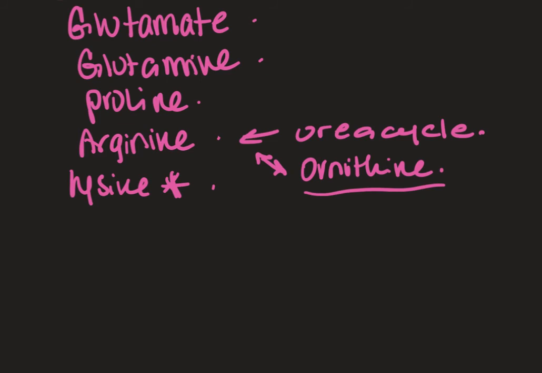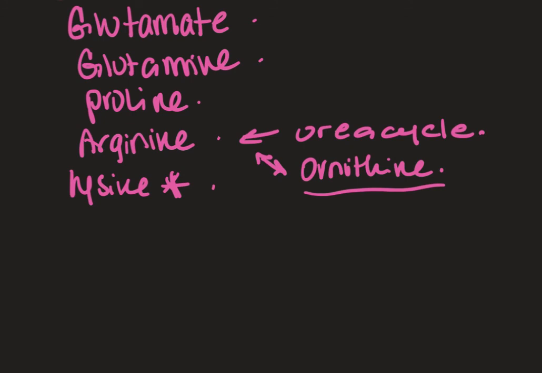Ornithine has 3 metabolic roles. The first one is that it serves as a precursor to arginine. The second one is it functions as an intermediate in the urea cycle. And then the third is to act as an intermediate in arginine degradation.